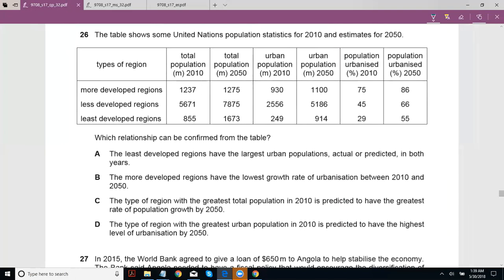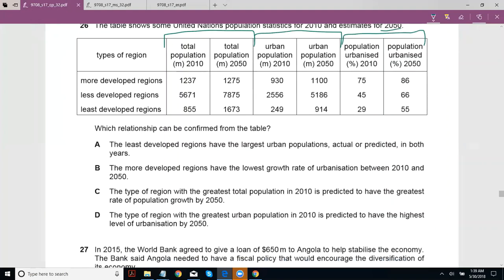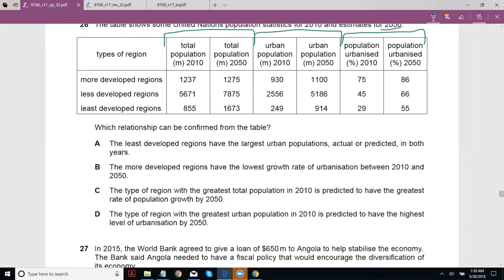The question shows UN population statistics for 2010 and estimates for 2050. Which relationship can be confirmed from the table? And the table is basically showing your total. They're showing sets of two rather, 2010 and the comparison in 2050. The least developed regions have the largest populations, actual or predicted, so they don't care whichever one, in both years.